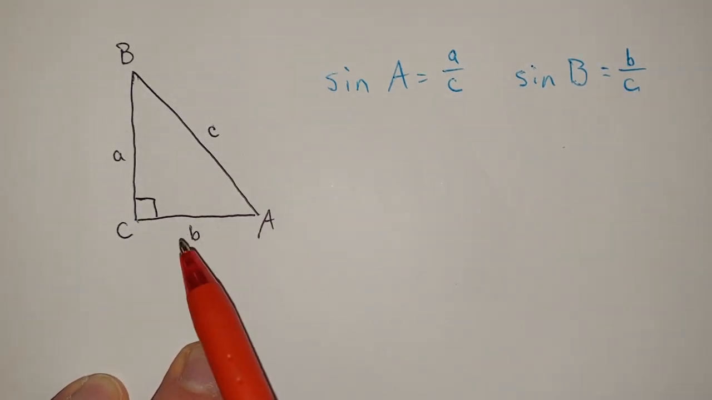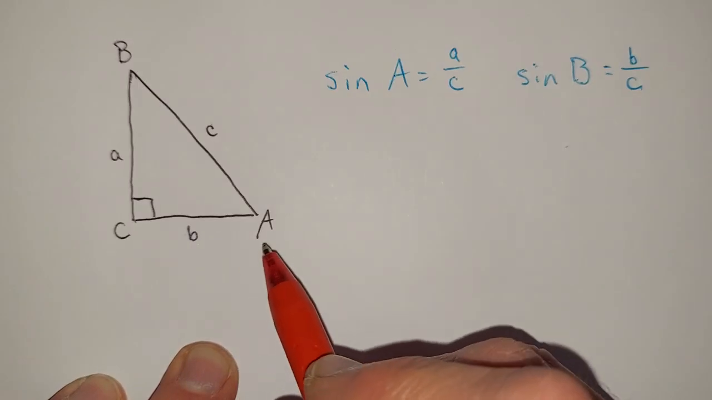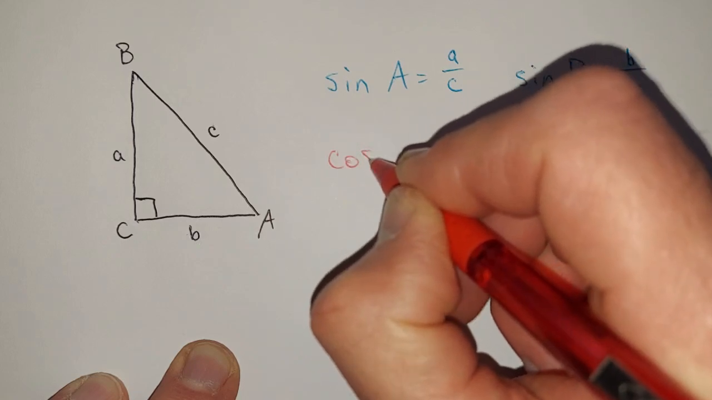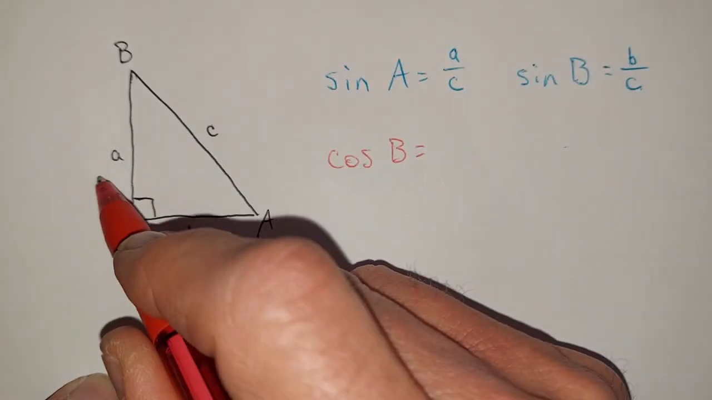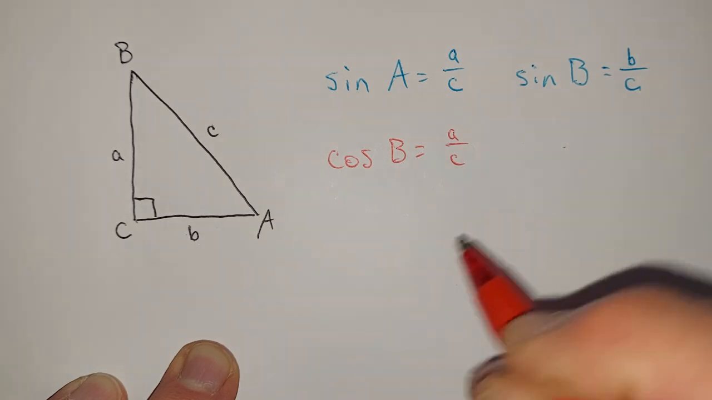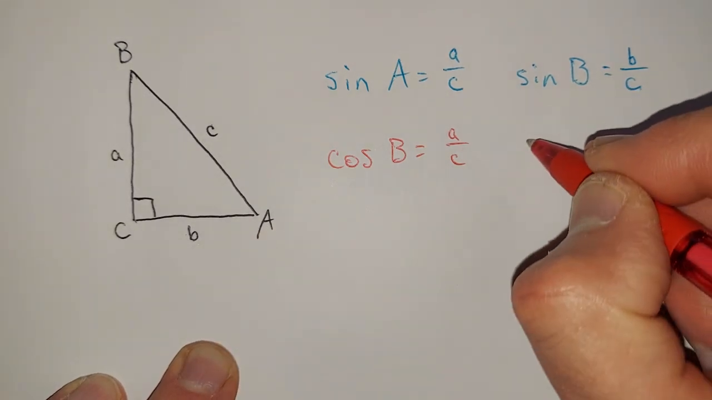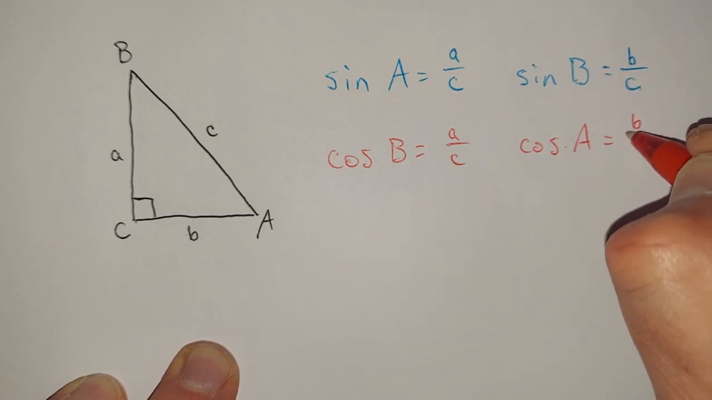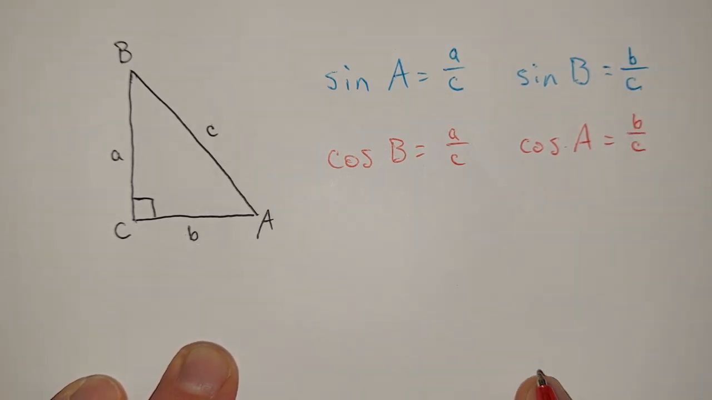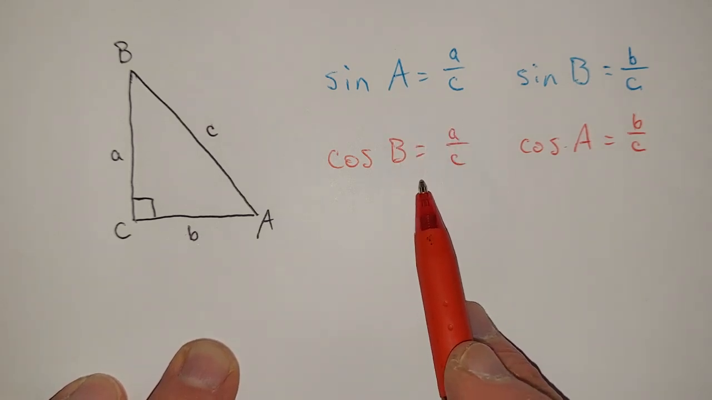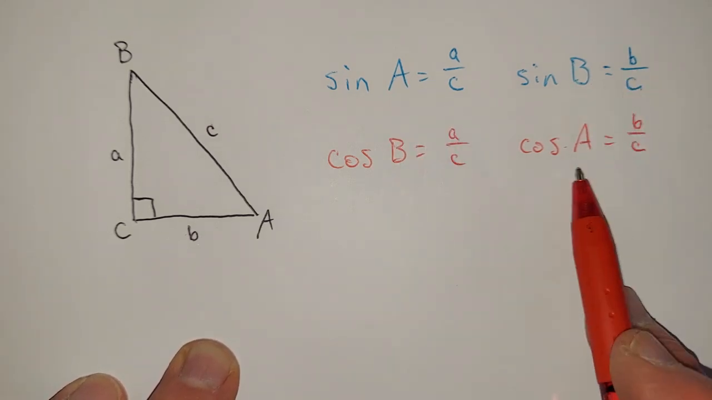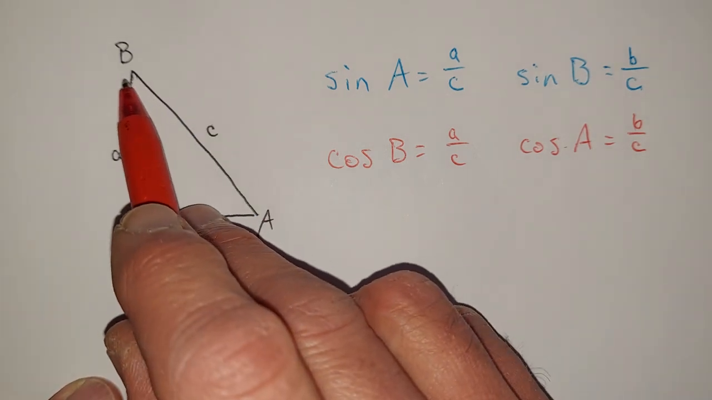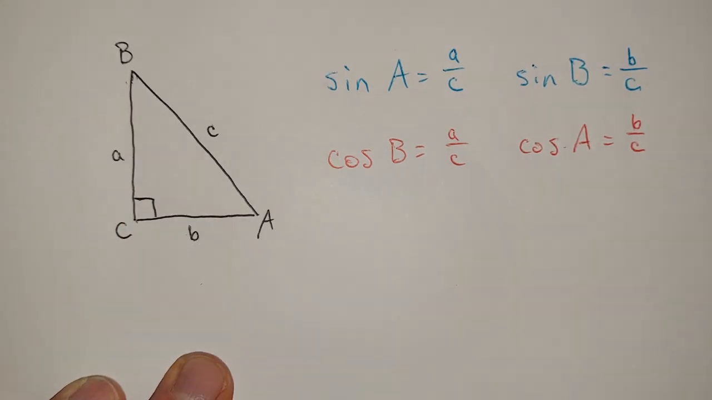Now, the cosine is adjacent over hypotenuse. So, the cosine of B is going to be a over c. And the cosine of A will be b over c. So look, the sine of A and the cosine of B are the same. Sine of B and cosine of A are the same. So in a right triangle, the cosine of one angle is the same as the sine of the other angle, and vice versa.